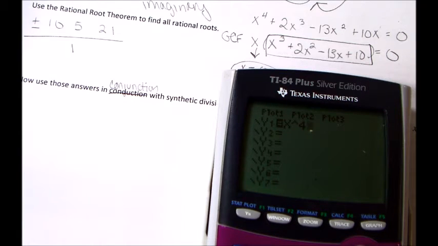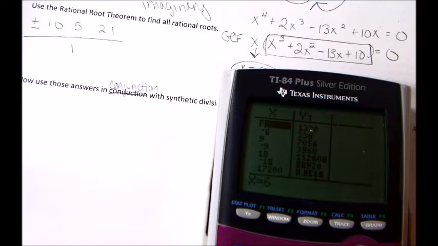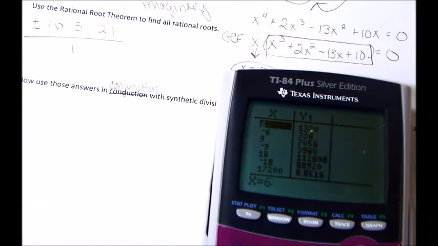So I'm going to type x to the 4th plus 2x cubed minus 13x squared plus 10x. I then hit second and graph to get my table feature up. Let me see if the light helps here a little bit. I'm going to verify that 0 was in fact a 0, so when I type 0, hopefully I will get 0, which I do. Now I'm going to test a positive and a negative 10.